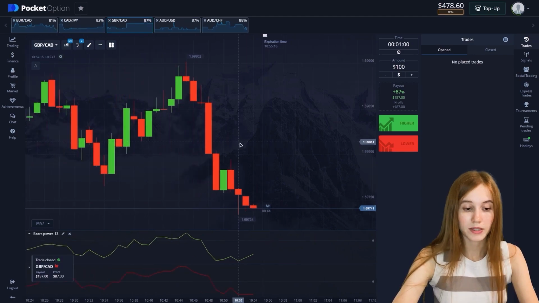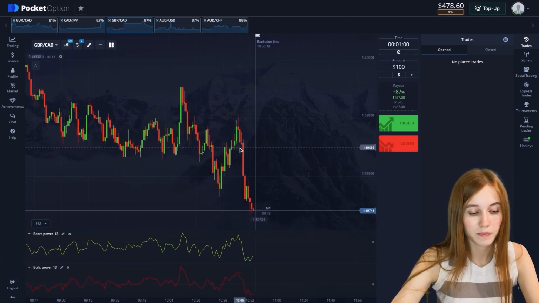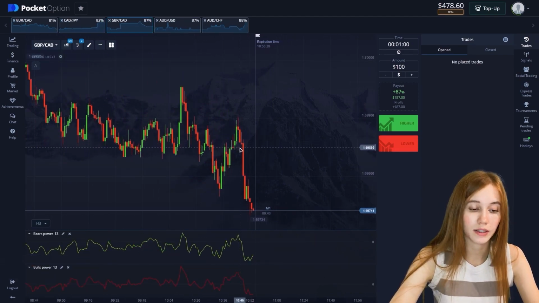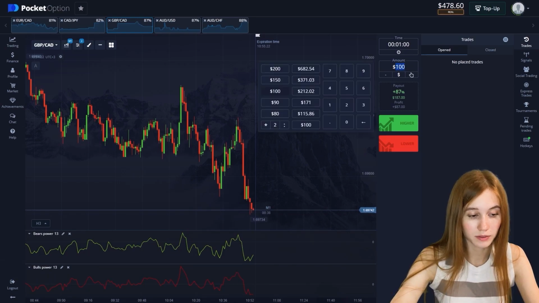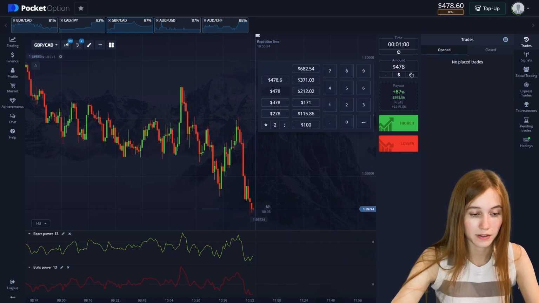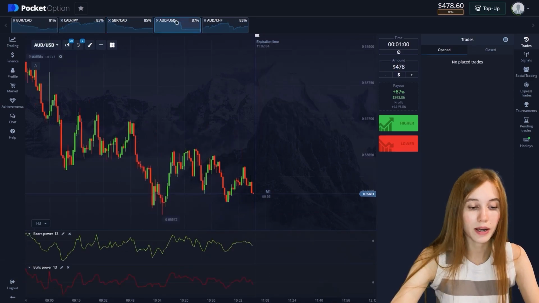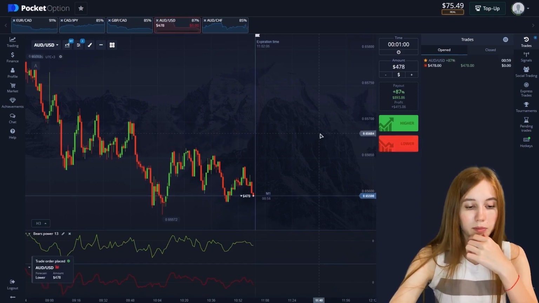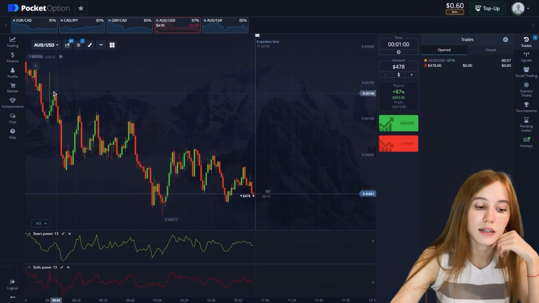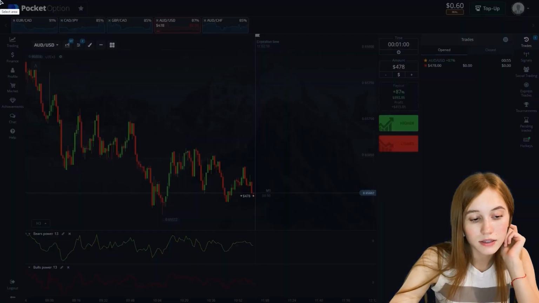But great, this deal will close in plus $478. Let's increase the amount of the deal and move on to the next concept. And now we have moved to the next concept. We open a bearish position and begin technical analysis.